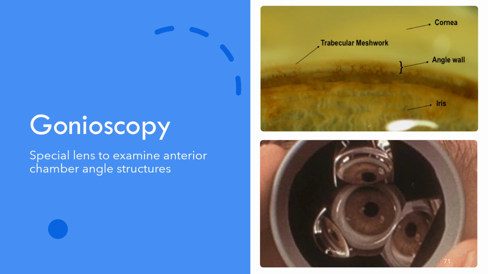Gonioscopy is the application of a mirrored lens to the corneal surface to examine the anterior chamber angle structures. This is an important test for determining whether a patient has open angle or closed angle glaucoma.